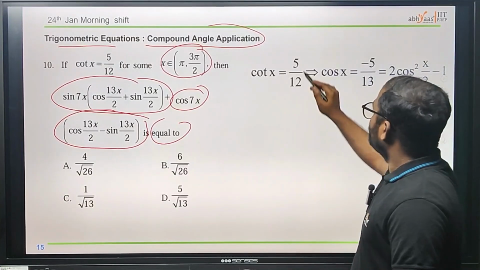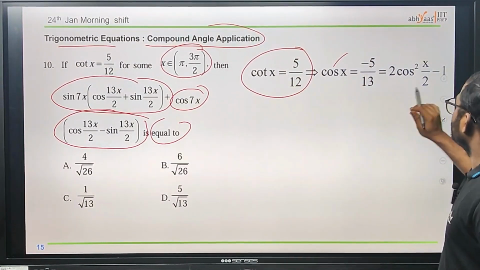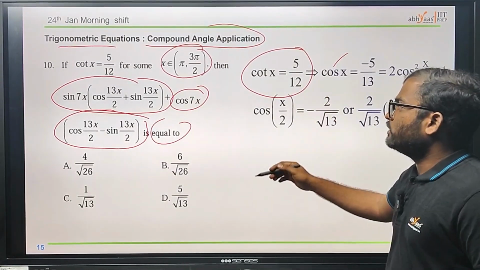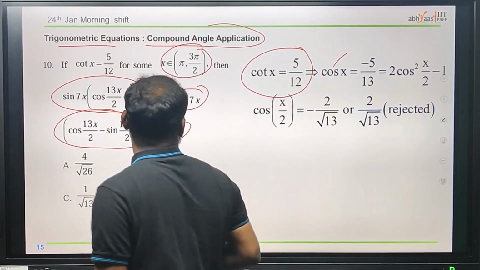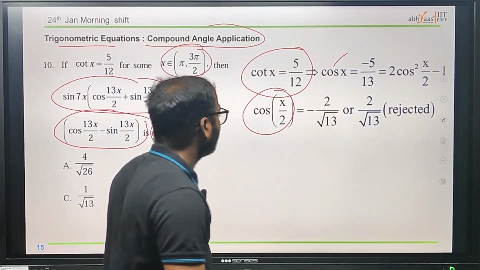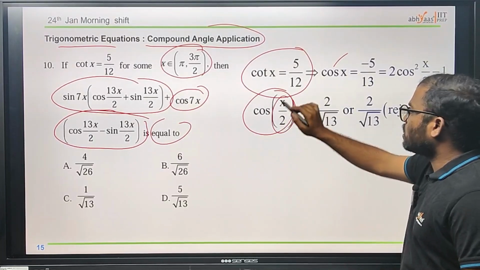Firstly, from this cot x we can easily find cos x and also sin x as well. Here itself we only need cos x. For that reason, take the multiple angle. We are just finding this angle, which is cos x by 2.